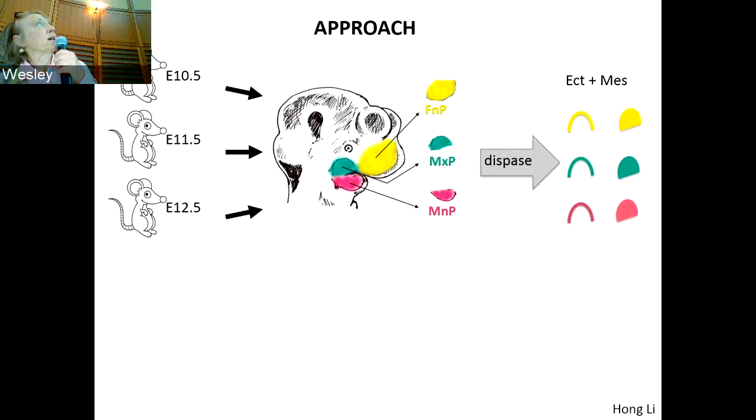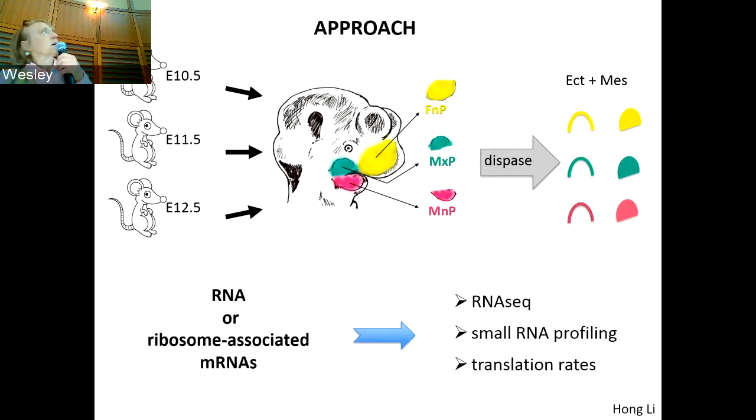And the approach we're taking, or I should say what Helen has done in most heroic work, is 3 different ages, bits of the mouse face, 3 different prominences, separating them into ectoderm and mesenchyme, and then out of that to isolate either the RNA or, in the near future, the ribosome-associated messages, and then subject these to the various analyses to collect the data.